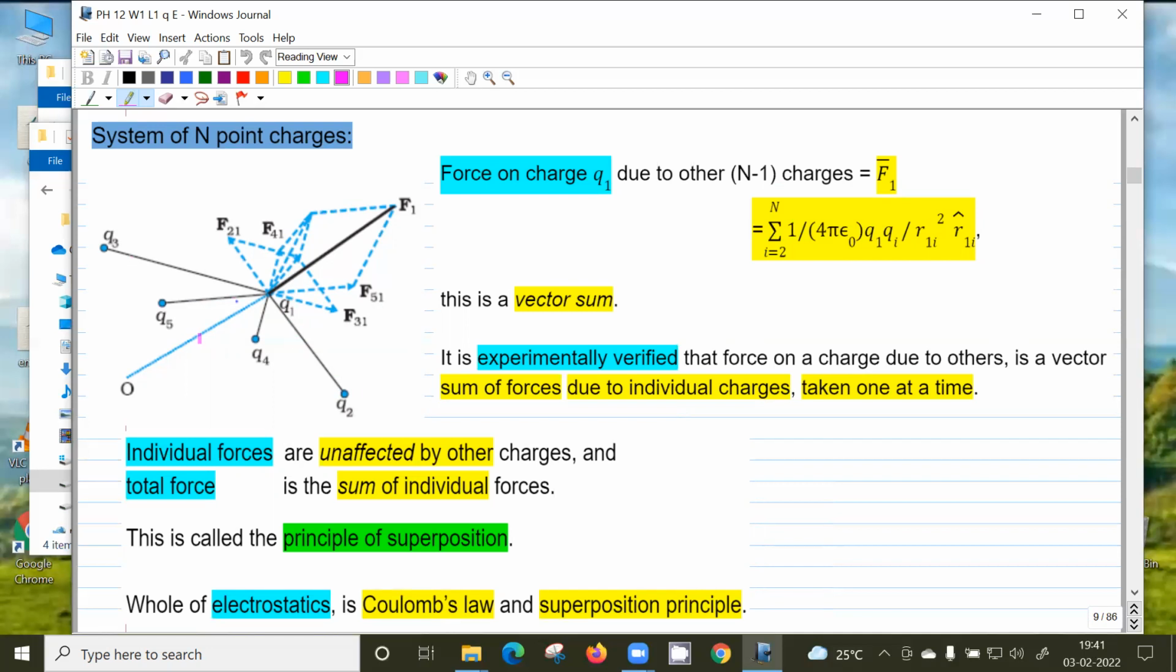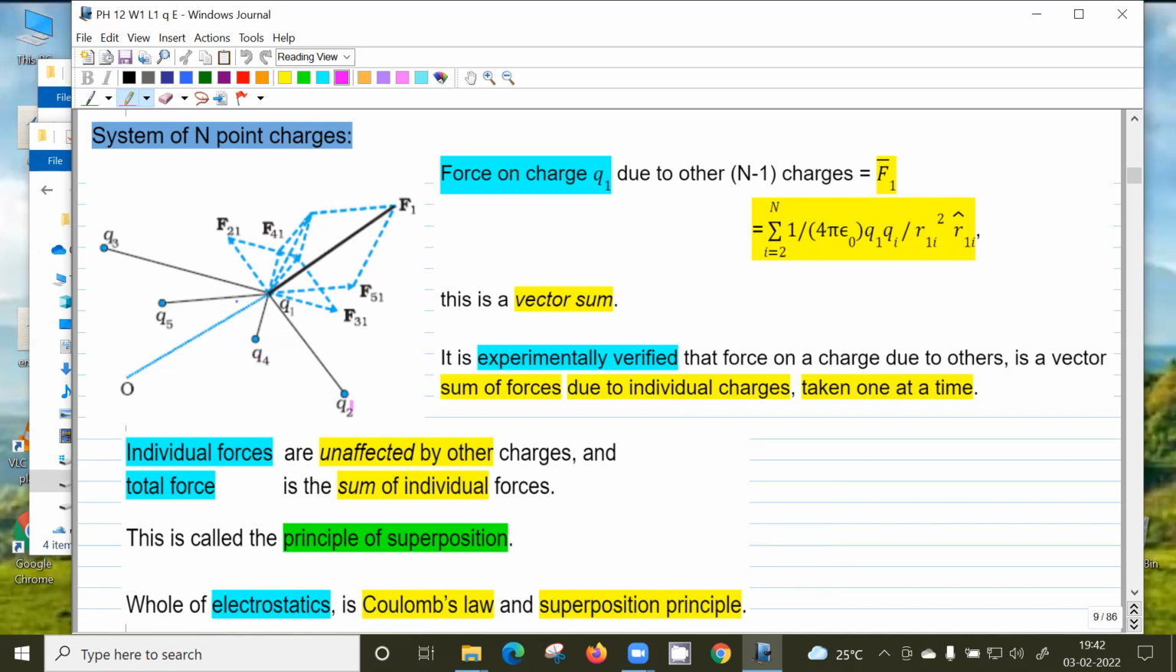Superposition. You can take one at a time. Always Q1 will be there because you're going to find the force due to Q1. So you take Q2 and find the force due to it, that is F21. Similarly, Q3, F31. Another important thing: suppose charges 3, 4, 5 are not there, the force due to Q2 will be F21. That is the same value and direction of the force that will be there when I have these additional charges. You get that point?